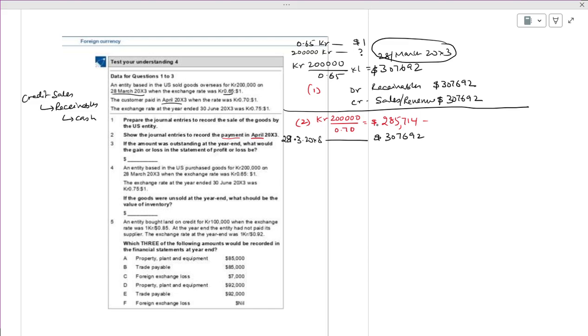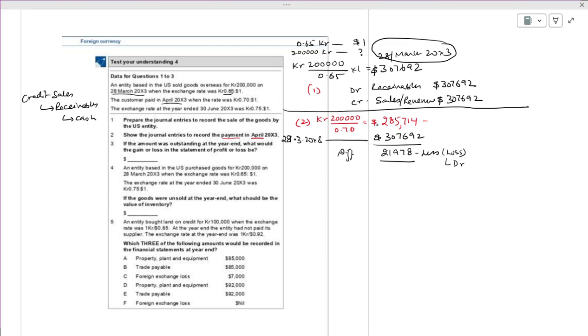They are paying how much, more or less? They are paying less. We are receiving less. We have to receive 307,692, but we are receiving this amount. What is the difference? 21,978. We are receiving less or more? Less. If we are receiving less, is it a loss or gain? Loss. If it is a loss, what do we have to do? We have to make a debit.